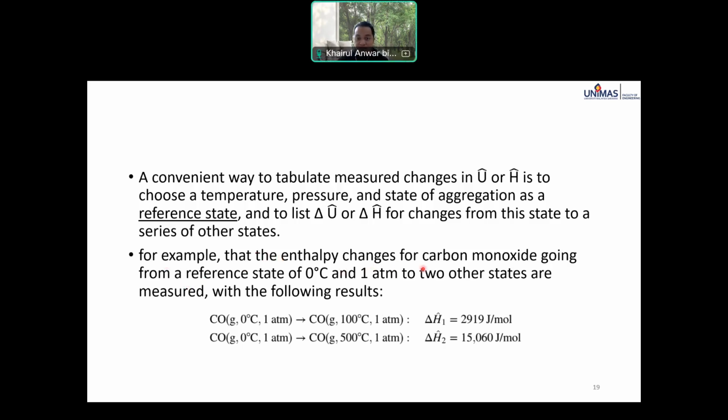For example, the enthalpy changes for carbon monoxide going from a reference state of 0 degrees C and 1 atm to two other states were measured with the following results. CO gas at 0 degrees C and 1 atm to CO gas at 100 degrees C and 1 atm: delta H is 2919 joules per mole. How do we get 2919 joules per mole? Let us see.